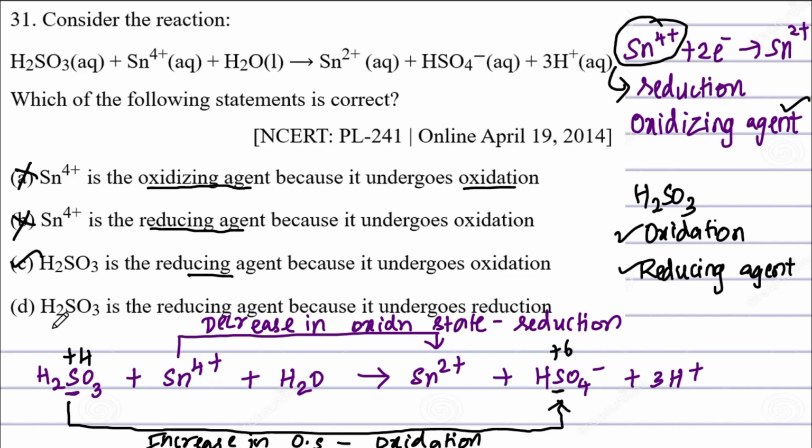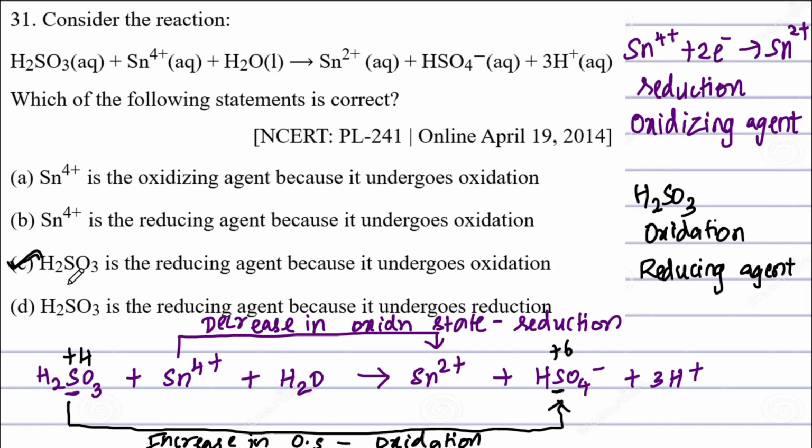Let us see option D also. H2SO3 is the reducing agent because it undergoes reduction. That is wrong because H2SO3 undergoes only oxidation. So the correct option is option C. H2SO3 is the reducing agent because it undergoes oxidation.